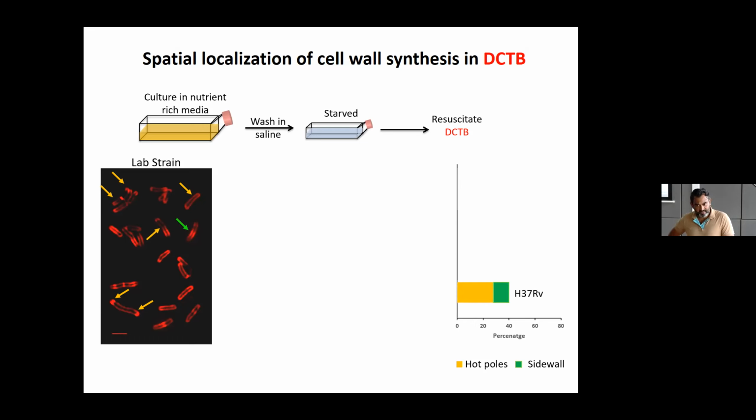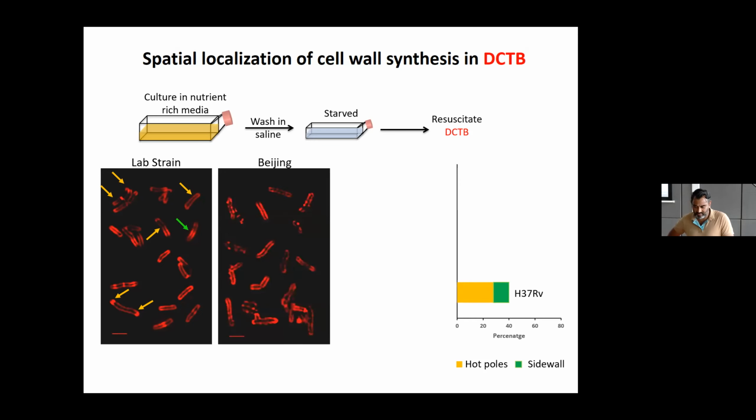Now, remember I said we had a lot of Beijing in Soweto? We had a lot of that Beijing strain. So when we took that Beijing strain from one of the patients we found in Soweto and pushed it through this model, it looks very different. Do you see that? It doesn't seem to have hot poles. It's got a punctate distribution of the stain along the side wall. Look at that, there are all these dots around here. The poles are completely cold and the side walls completely hot.